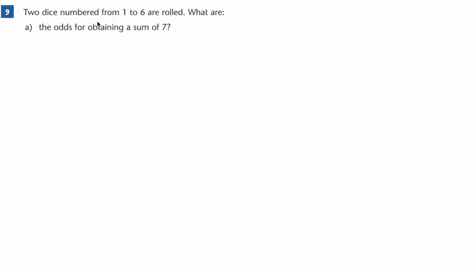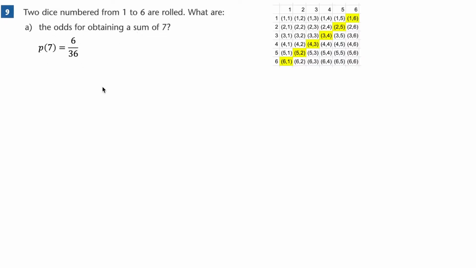Question number 9. Two dice numbered 1 to 6 are rolled. What are the odds of obtaining a sum of 7? So the probability of getting a 7 is 6 out of 36. Let's look at that. So let's say this is one die and this is the other.